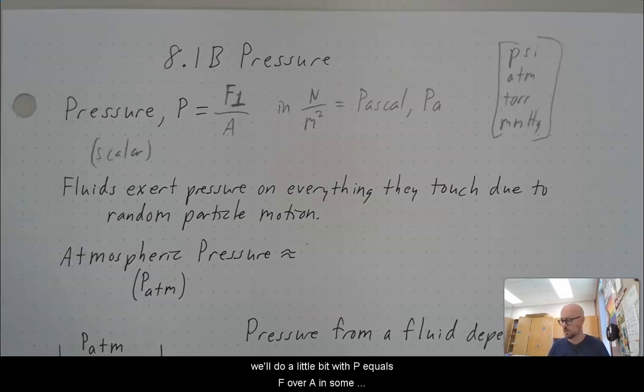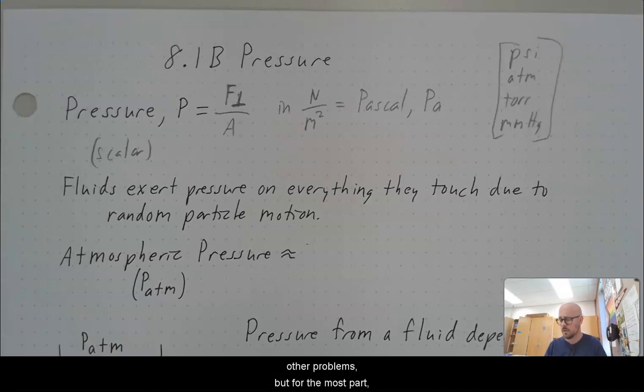Now, for fluids, we'll do a little bit with P equals F over A in some other problems, but for the most part, we focus on fluids, and fluids being liquids and gases, they exert pressure in every direction due to their own random particle motion, and so if they're in a container, they're exerting pressure in every direction on the walls of that container. And so, atmospheric pressure is a result of that.